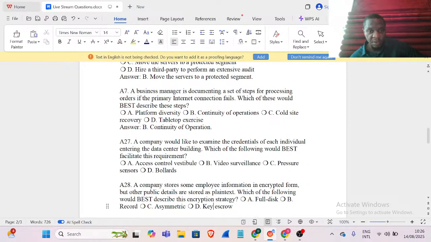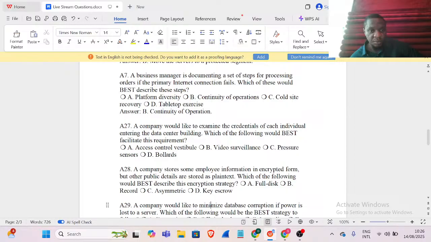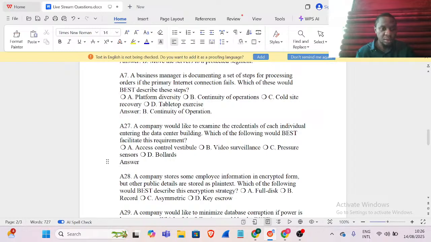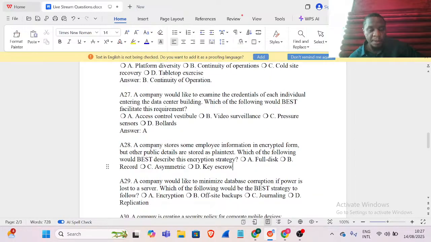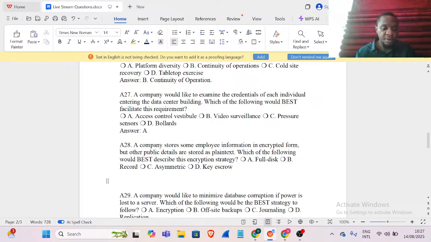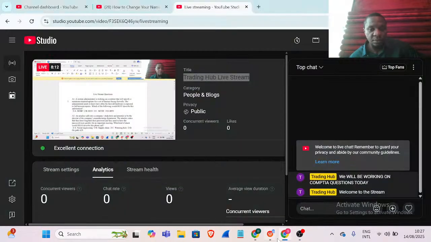The company would like to examine the financial suspicion of internet trading. I think access control would be the best answer. Company stock information. So it should be record level. The answer here should be record level.